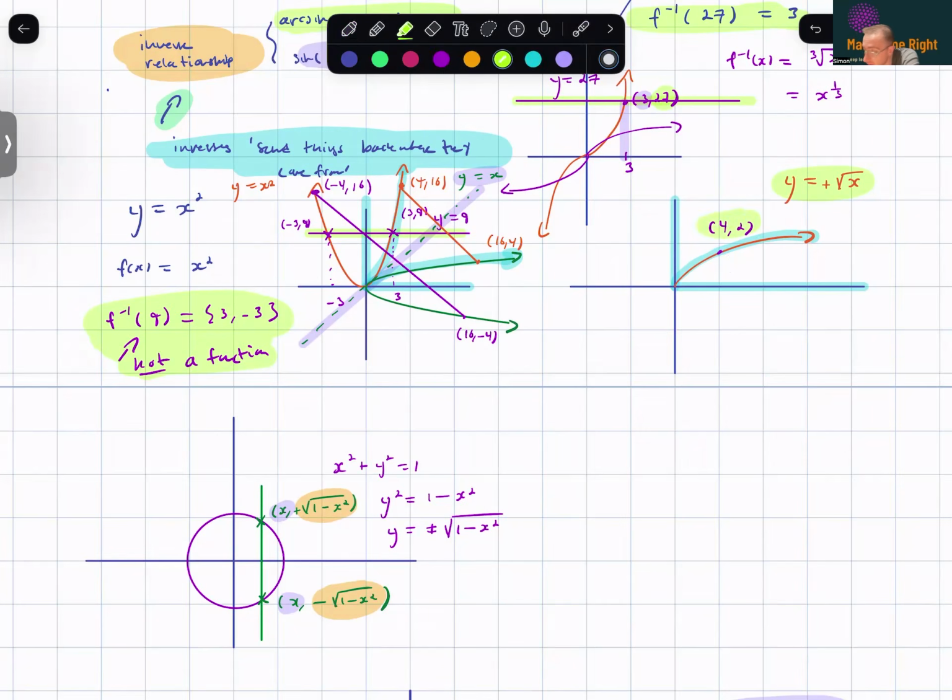What is f inverse of 4? It's equal to 2. What is f inverse of 9? It's equal to 3, right? None of this plus 3 minus 3 business. This is 9 and positive 3.